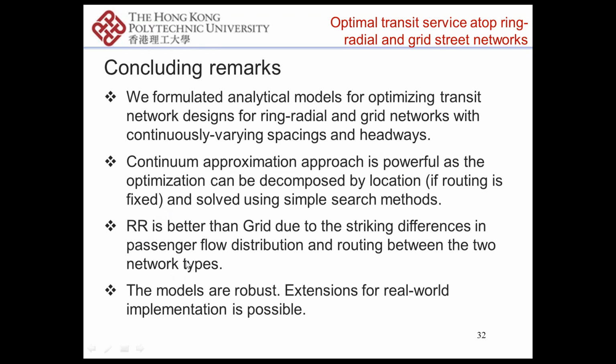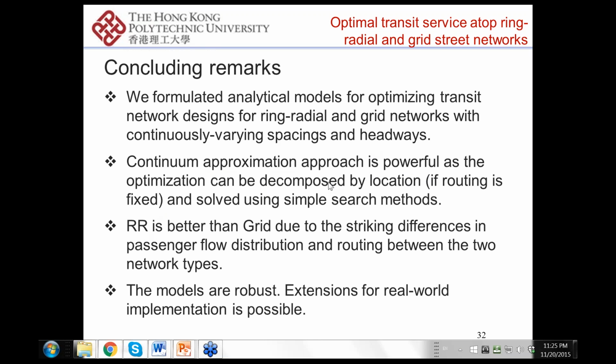And the findings show that the ring-radial is better than grid due to the striking difference in the passenger flow distribution and also the routing between the two network types. And the models are robust, and extensions for real-world implementation are possible.